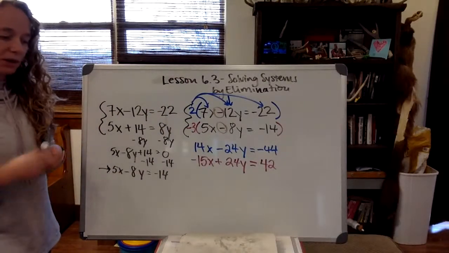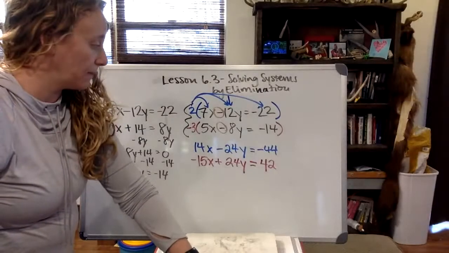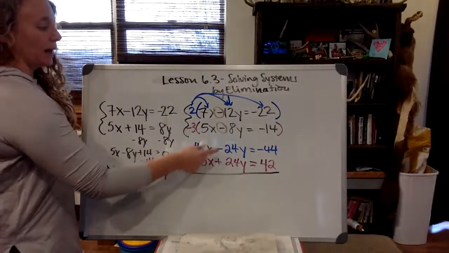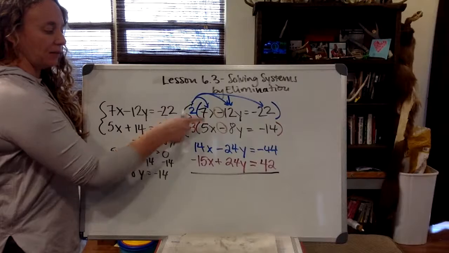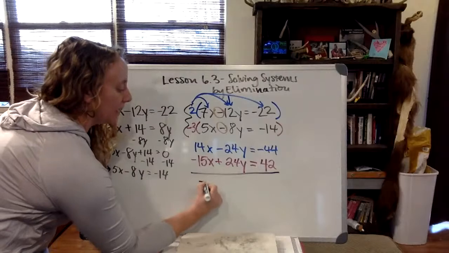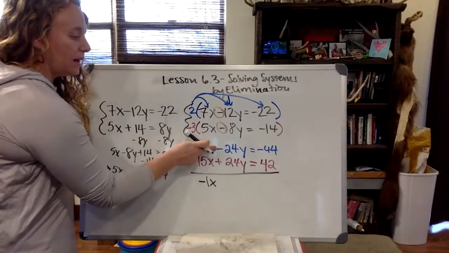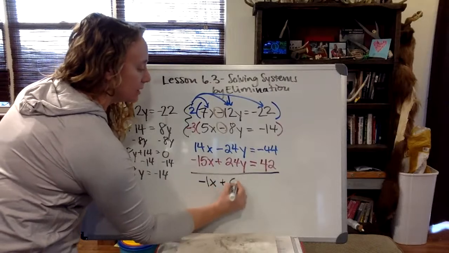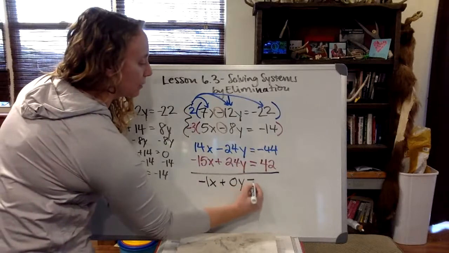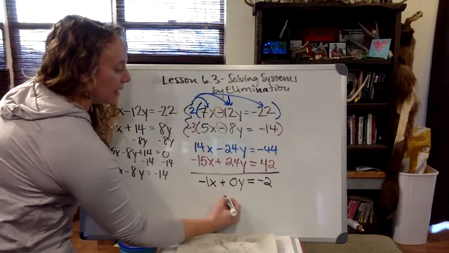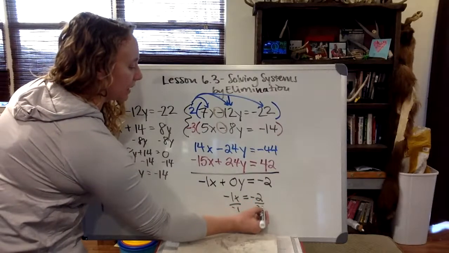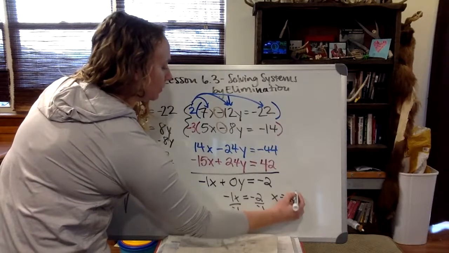I can combine those two equations and I can solve for x or y. In this case, it looks like I'm going to be solving for x because I'm eliminating the y's. So again, I multiplied this bottom equation by -3 so that way I could add these two. So 14x plus -15x would get me -1x. -24 plus 24 gets me 0 y's. -44 plus 42 equals -2. So I get -1x is equal to -2. Divide by -1, divide by -1. I get x is equal to 2.